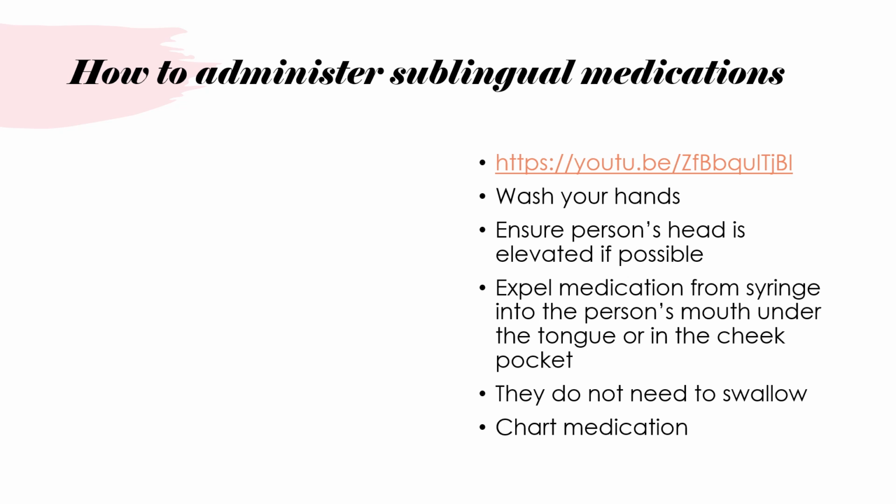So the process is that you would wash your hands, make sure they're clean, make sure that a person's head is elevated or tilted to the side to avoid choking as much as possible. Then you would expel the medication from the oral syringe into the person's mouth, either under the tongue or in the side cheek pocket. They don't have to be able to swallow. They don't have to be completely awake. So this is a really important way that we give medications when someone is nearing the end of their life. And then make sure you chart that medication very carefully, and wash your hands again.